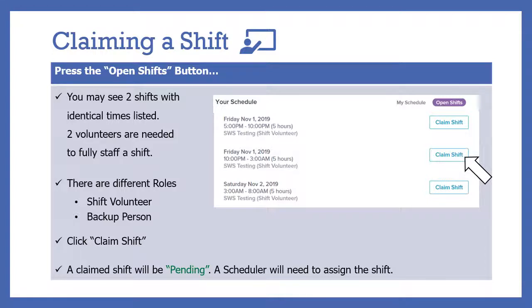In this example, this will be 10 p.m. to 3 a.m. Friday, November 1st. Press the Claim Shift button. This request will be recorded in the system.